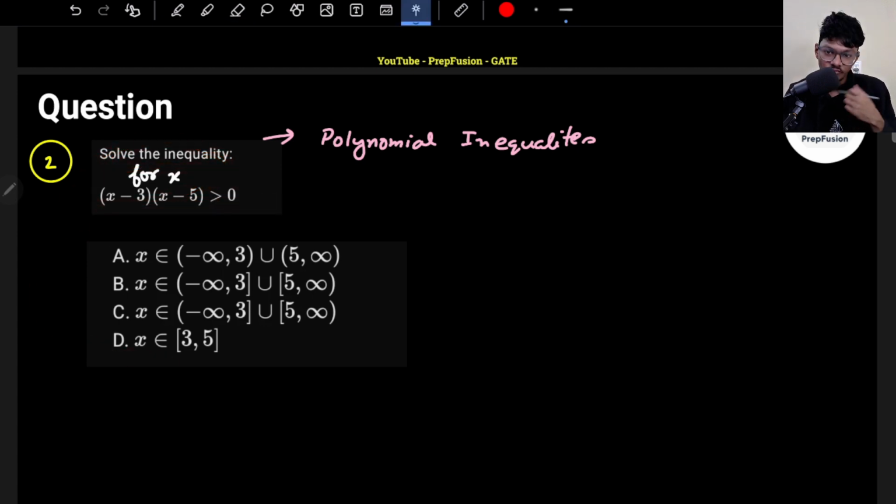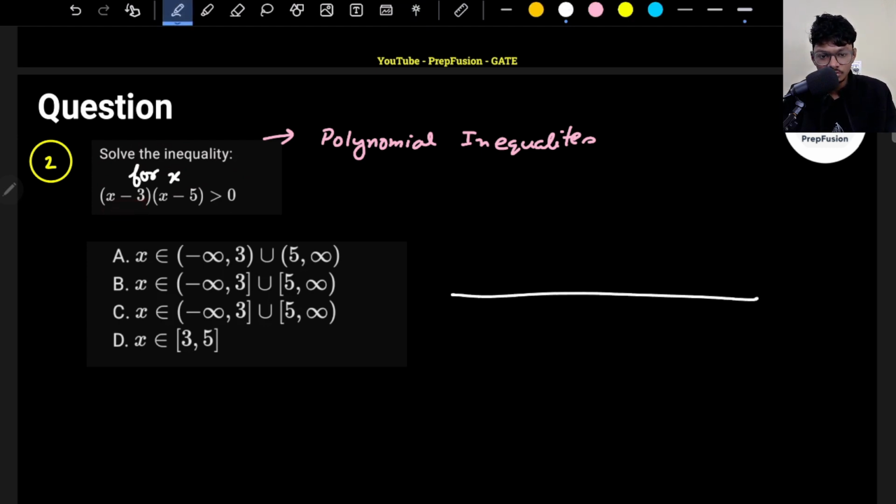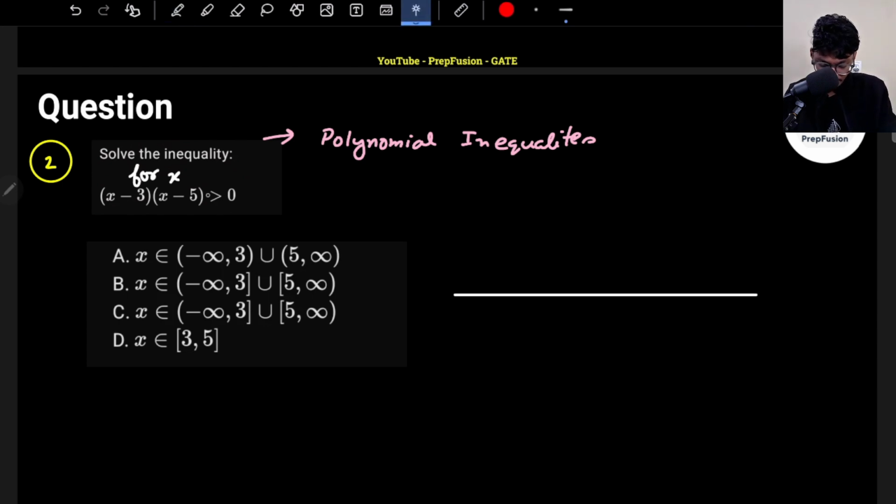Whenever these kinds of problems come, let us take an example. Whenever a polynomial inequality comes, first you write the critical points, the points at which the value goes to 0. I can clearly observe that x equal to 5 is a critical point where this whole polynomial goes to 0, so I will write x equal to 5. And x equal to 3 is also a critical point for which it goes to 0.